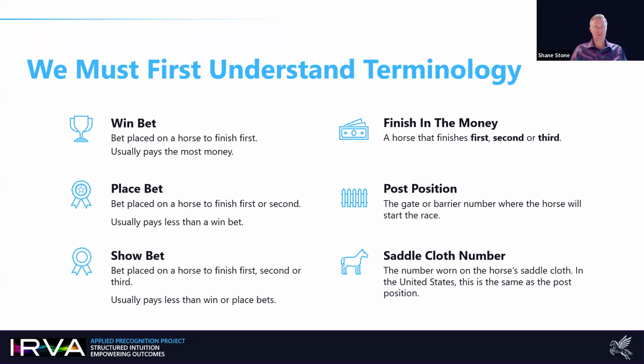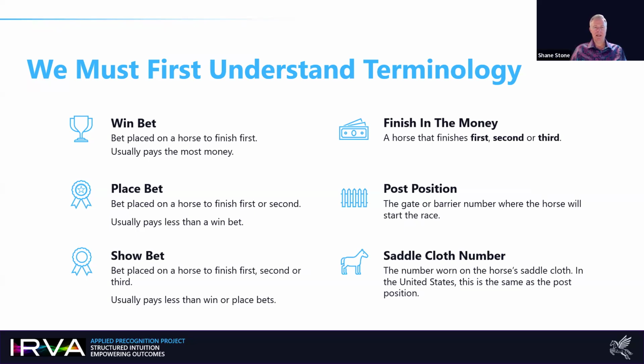So the first bet type we have is a win bet. That bet is placed on the horse that we think will finish first. That bet usually pays the most money. When I say usually, there are some horses that are such extreme favorites to win that sometimes some of these other bet types can outperform that bet.